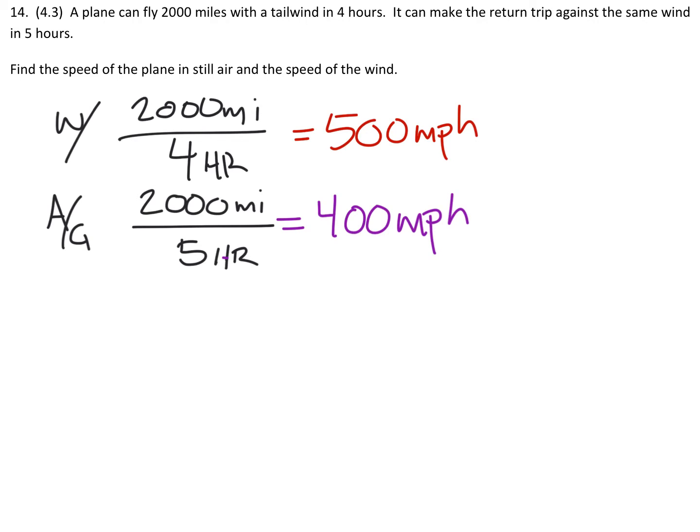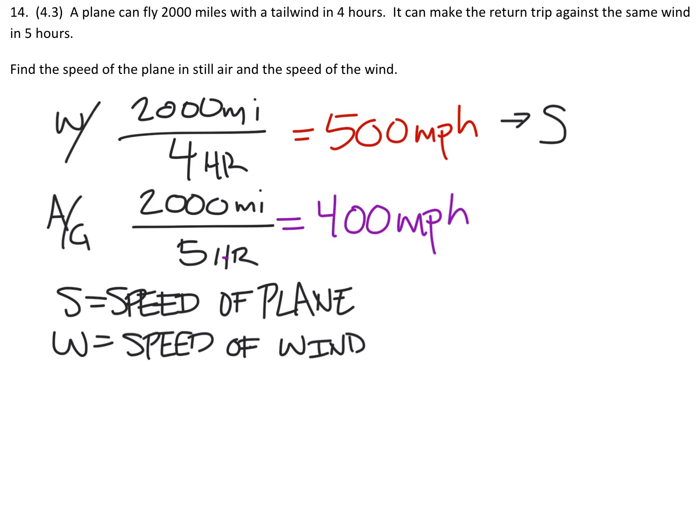So, what we need to do is set up these speeds, the speed with the wind. Okay, so this S will represent the speed of the plane, and W will represent the speed of the wind. So in writing the equation for the speed of the plane with the wind, the speed of the plane with the wind was 500 miles per hour, but to find the actual speed of the plane, we're going to have to take away the speed of the wind. And then similarly for the speed of the plane against the wind, well, it went 400 miles per hour, but we would have to add the speed of the wind in to get the actual speed of the plane.